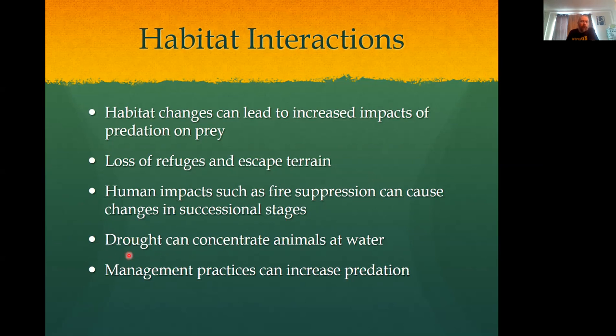Then there are things that we're not responsible for, right? Drought can concentrate animals at water, but just like we saw in the last chapter, we can also concentrate animals at water via management practice. So again, we always need to be aware of not only what we are doing, but what is happening to the environment, to understand how changes in these interactions might occur.